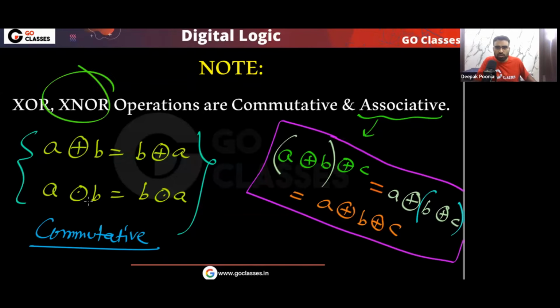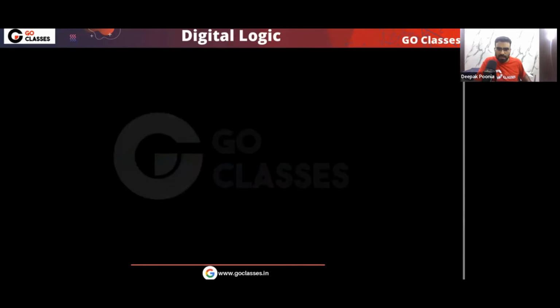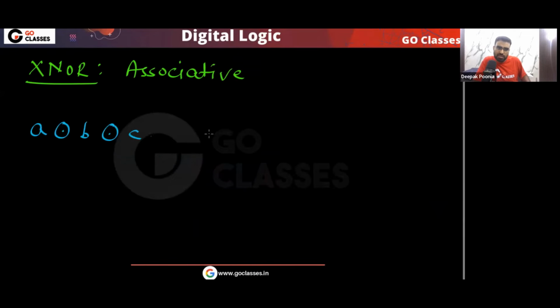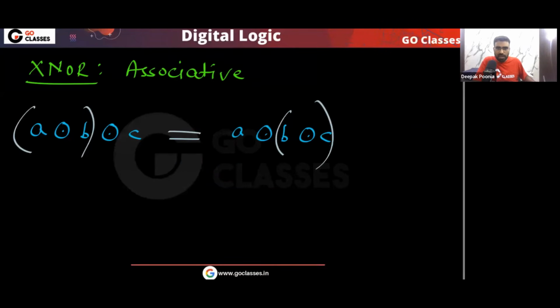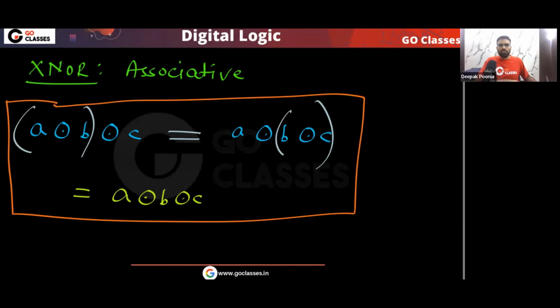Similarly, XNOR is also associative. What that actually means is, if you have A XNOR B XNOR C, then if you do the first XNOR first or the second XNOR first, both will be basically the same. And that is the reason you can simply write A XNOR B XNOR C. So all these three expressions are the same. So XNOR is associative, XOR is associative, and XOR and XNOR are both commutative also.